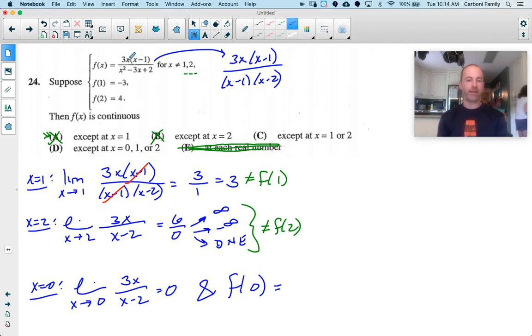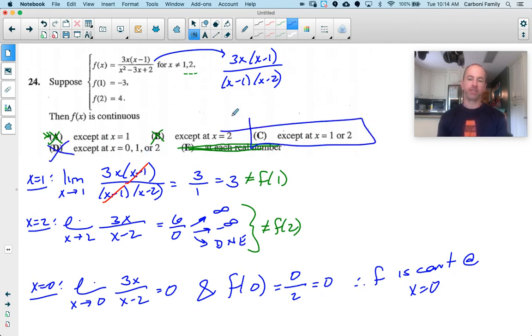Okay, it'd be 3 times 0, which is 0 in the numerator. My denominator would be 0 minus 0 plus 2, and that is 0. And so the limit does equal f of 0, which means that the function is continuous at x equals 0. And so D is not true, so we now know the answer is C. The function is continuous everywhere except 1 or 2.